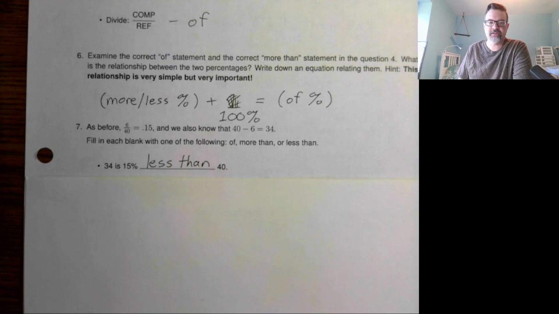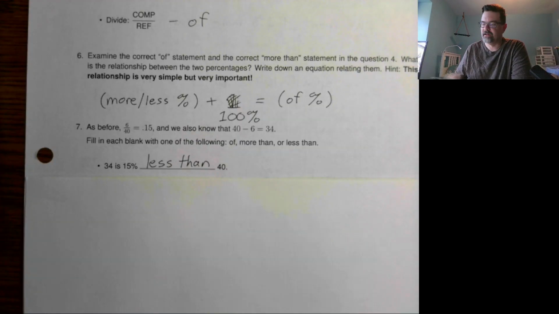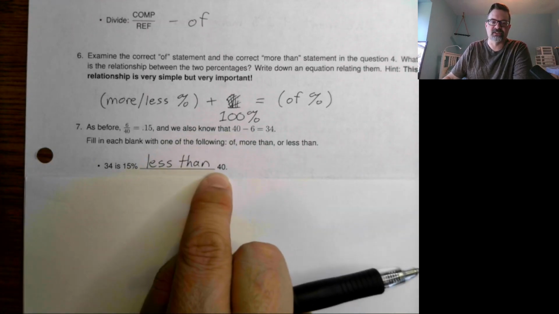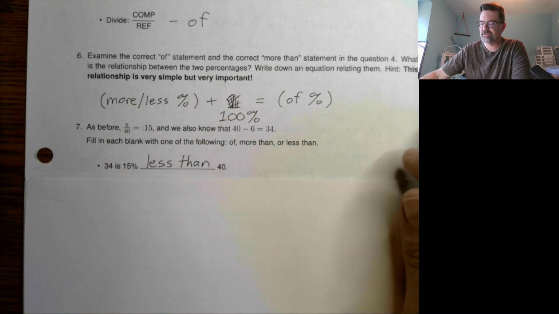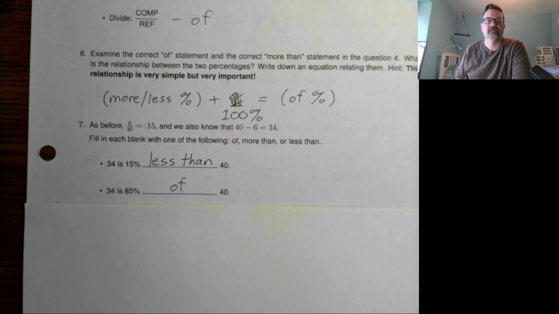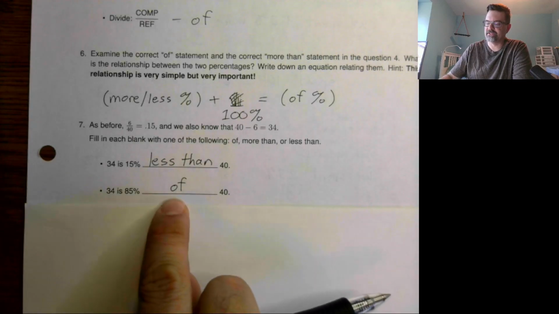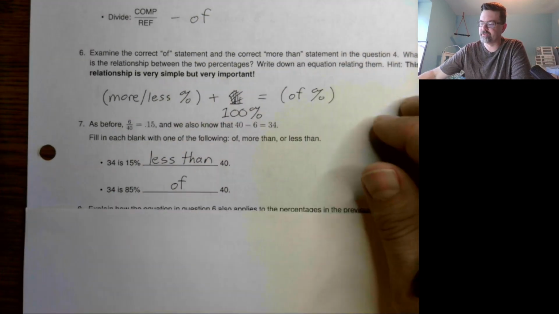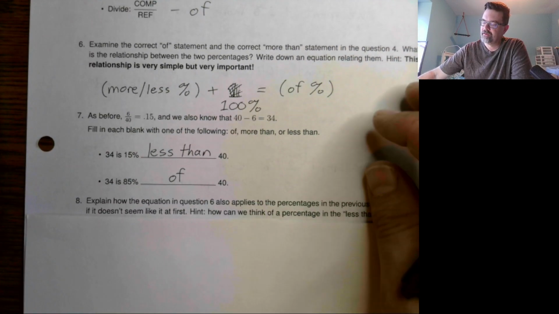All right, the 15% is not telling you how big 34 is relative to 40. It's telling you how big the gap is. The gap is 6, and that's how much less than 40 34 is. If you straight up compare 34 to 40, if you just did 34 divided by 40, you would get 85%, like so. And that is where the word of comes in.